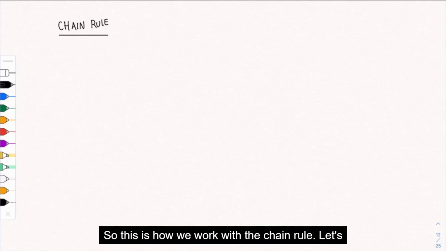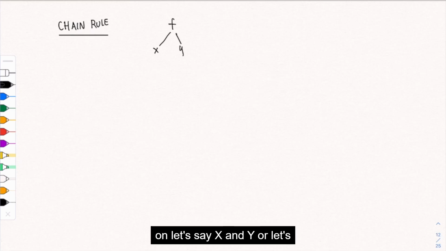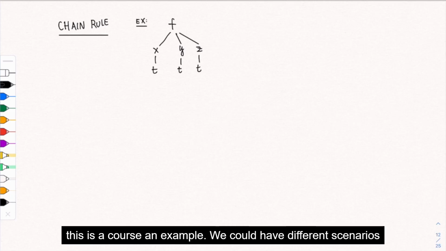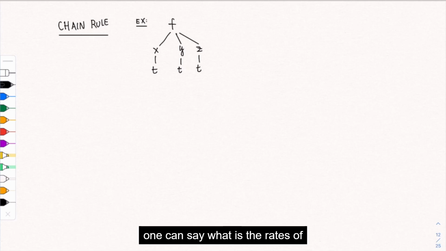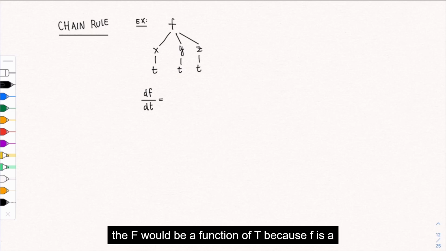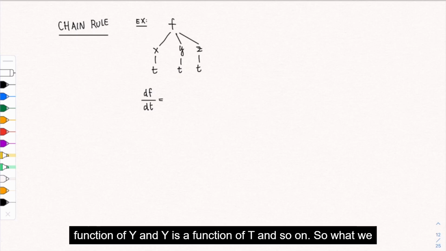So this is how we work with the chain rule. Let's say that we have a function f that depends on x, y, and z. And then let's say that x is a function of t, y is a function of t, and z is a function of t. So this is, of course, an example. We could have different scenarios. One can ask, what is the rate of change of f with respect to t? Because eventually f would be a function of t, because f is a function of x, then x is a function of t, f is a function of y, and y is a function of t, and so on.